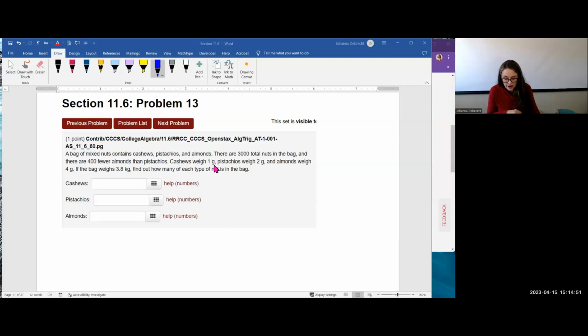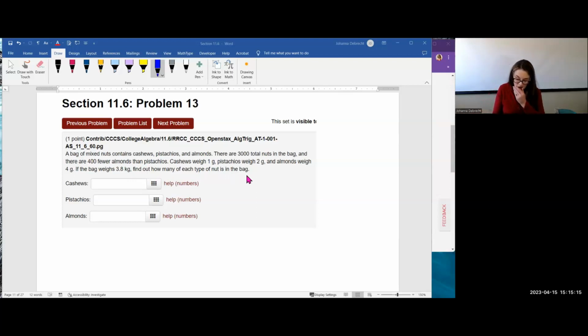Cashews weigh 1 gram, which is a little less than a paperclip. Pistachios weigh 2 grams, which is about a big paperclip, and almonds weigh 4 grams. If the bag weighs 3.8 kilograms, they just switched the unit there. That's a no-no. Find out how many of each type of nut is in the bag.